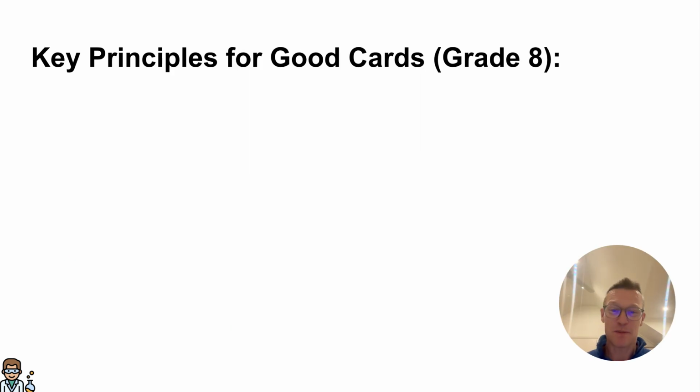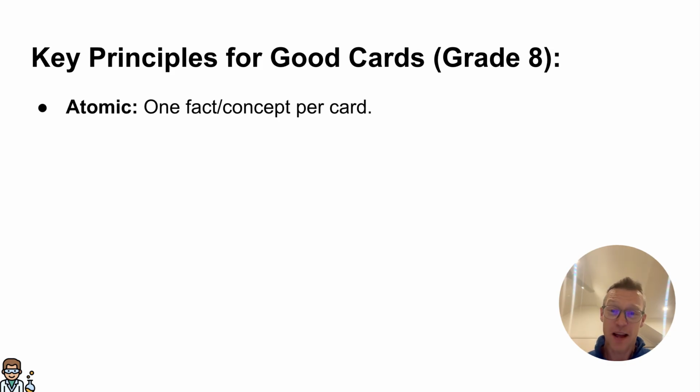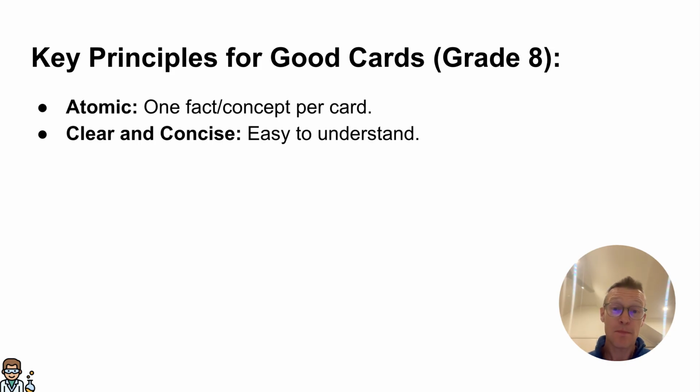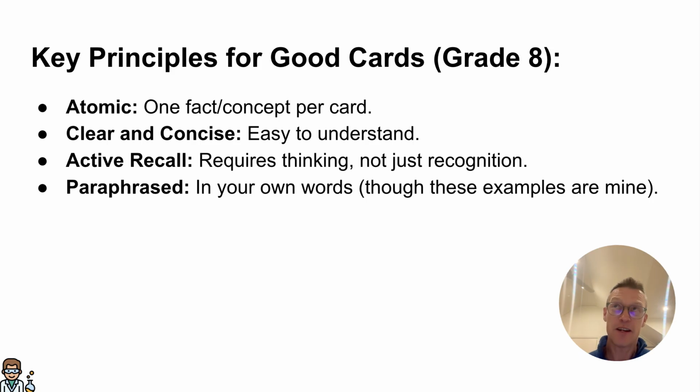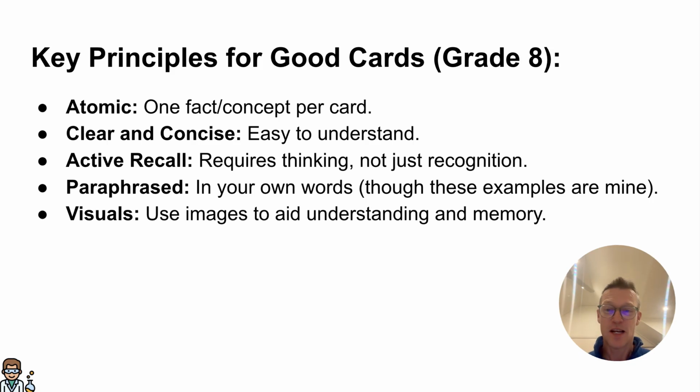Here we go. Key principles. If you're in grade 8, these are the things you need to do. One fact per card. Be easy to understand, with clear and concise answers. You're going to use active recall, so you're making thinking, not just recognition. You're going to use paraphrasing, put things in your own words. You're going to have pictures, because we know that dual coding is an effective thing that helps your brain.